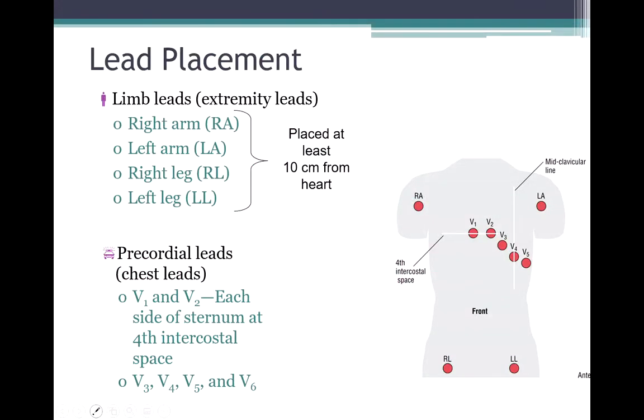Now remember I mentioned to you that we have these limb leads and these precordial leads. Here would be an example of the limb leads placed on the limbs, the right arm, left leg, left arm, right leg. But we also have these precordial leads. These are surrounding the chest. And these precordial leads are going to look at the heart from a different perspective.